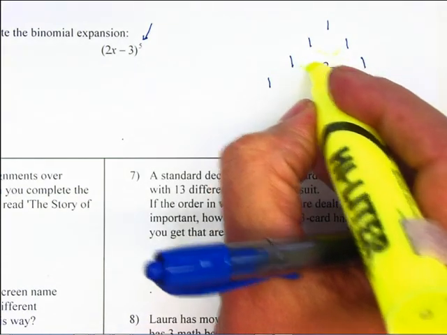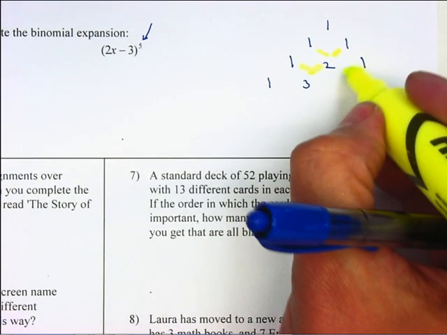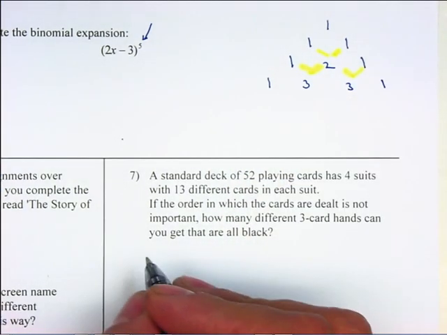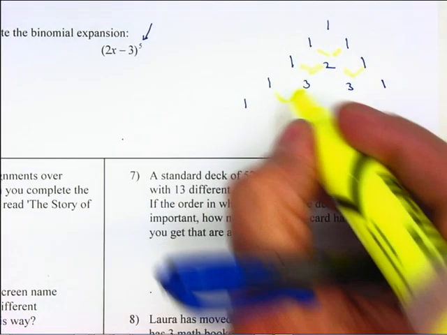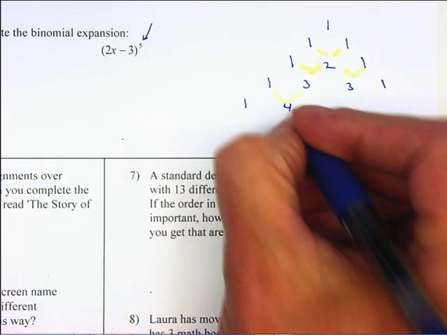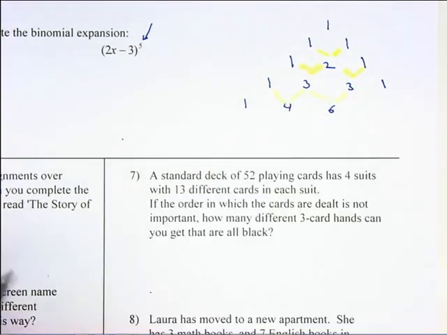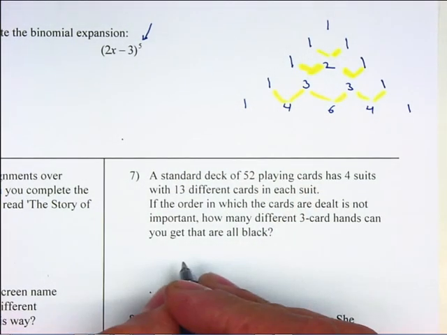I'm going to add up those two numbers. That gives me a 3. Add up those two numbers. That gives me a 3. And end with a 1. Start with a 1. Add up those two numbers. That will give me a 4. Add up those two numbers. That will be a 6. Add up those two numbers, and that will give me a 4. We end with a 1.